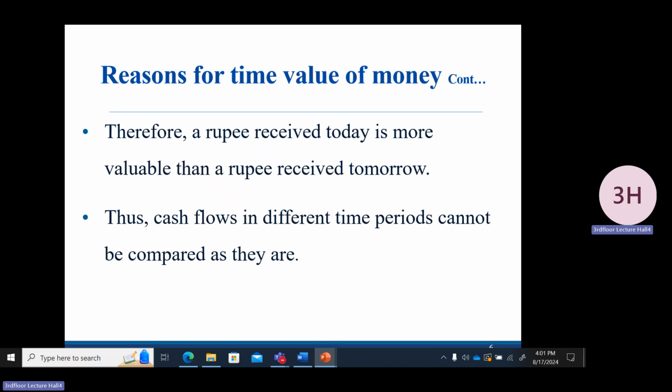You need the project cost because you cannot compare this cash flow as it is. This 20,000 you are getting 1 year from now. This 15,000 you are getting 2 years from now. This 10,000 3 years from now. So they are in different time periods.